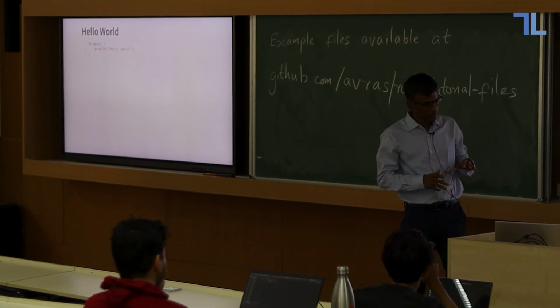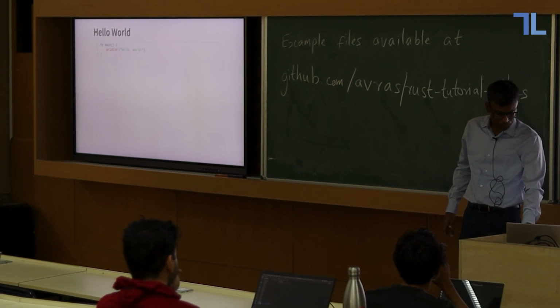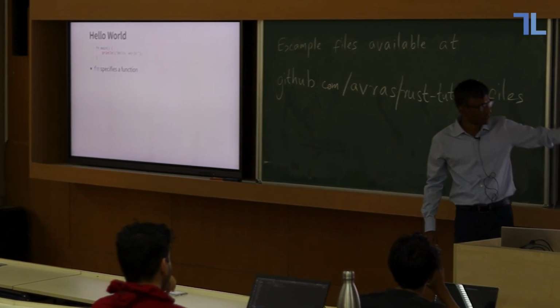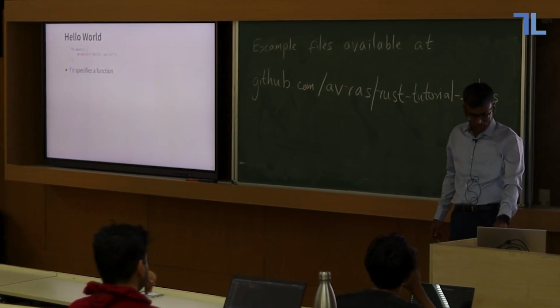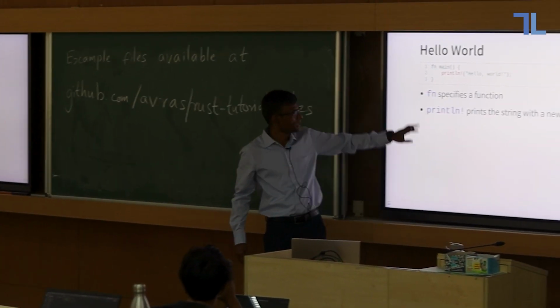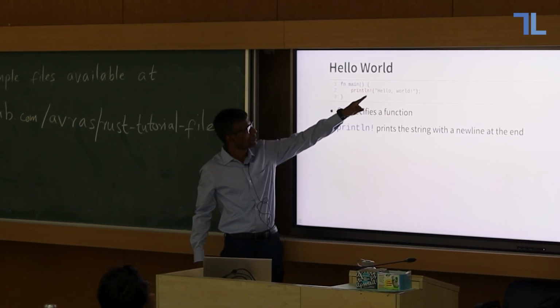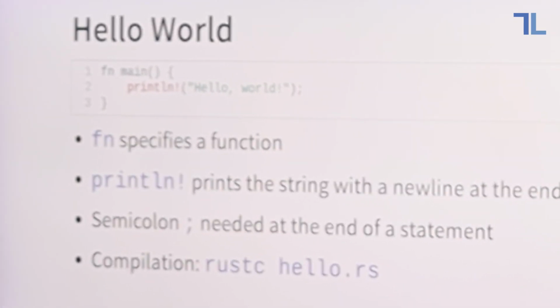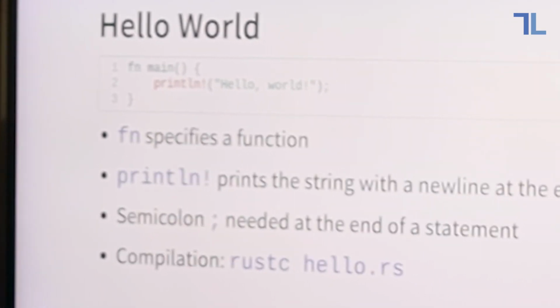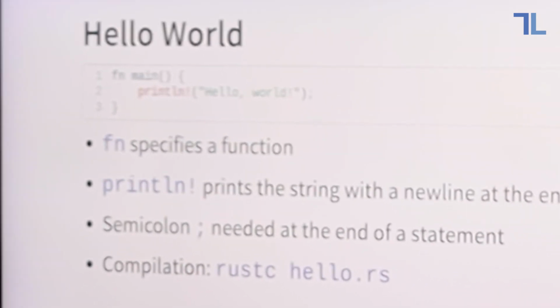Just 3 lines. There is a main function. So fn in Rust specifies a function, and then there is a print statement. But notice that there is an exclamation point at the end of that print. So this println stands for print line, and then of course hello world.